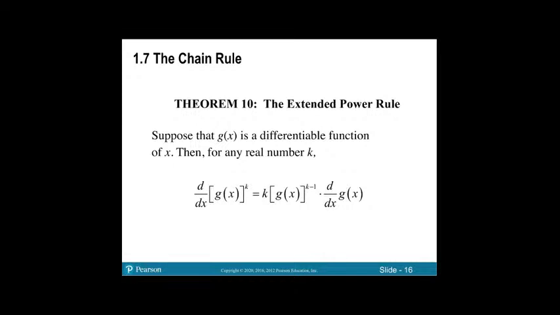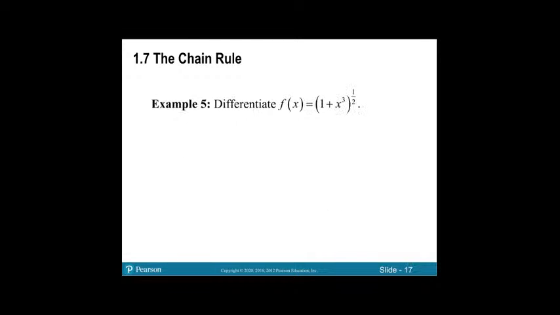So then the extended power rule: suppose that g is a differentiable function of x, then for any real number k, d by dx of a function to a power is basically the chain rule. The power comes down, you subtract 1, times the derivative of the inside function. This is still essentially the derivative of the outside function times the derivative of the inside function. So we're actually differentiating here, okay?